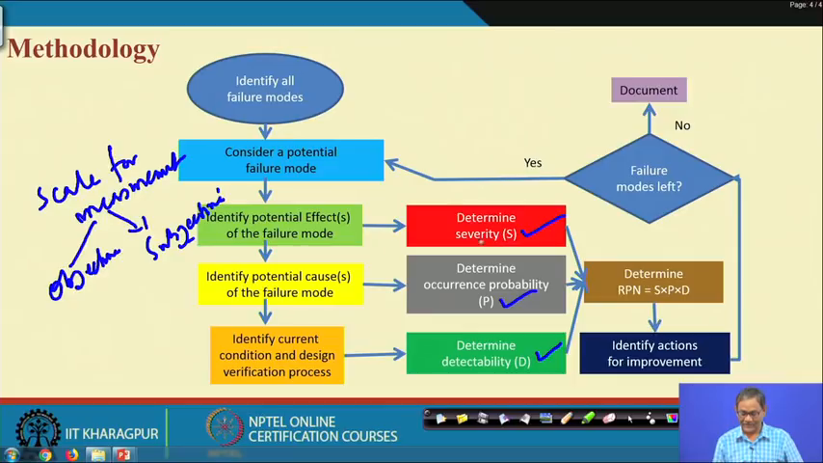We will be providing you a scale for measuring severity, which is basically determined based on the effect of the failure mode. We will be giving you a scale for probability of occurrence, which will be determined by the potential causes of the failure mode, and for detectability of that failure mode, depending on the design current conditions and design verification process.